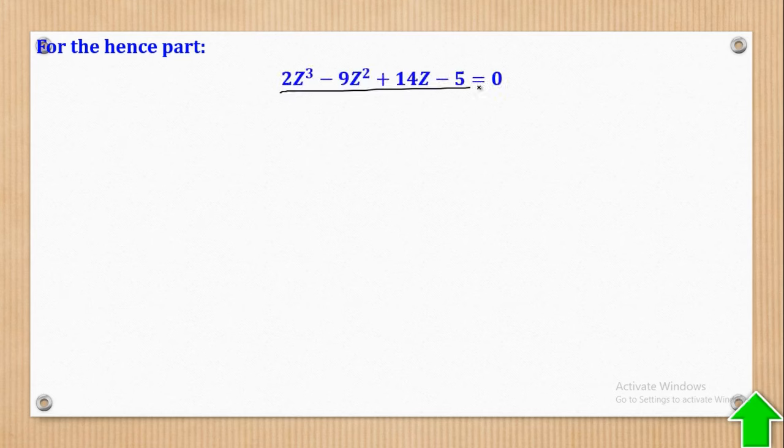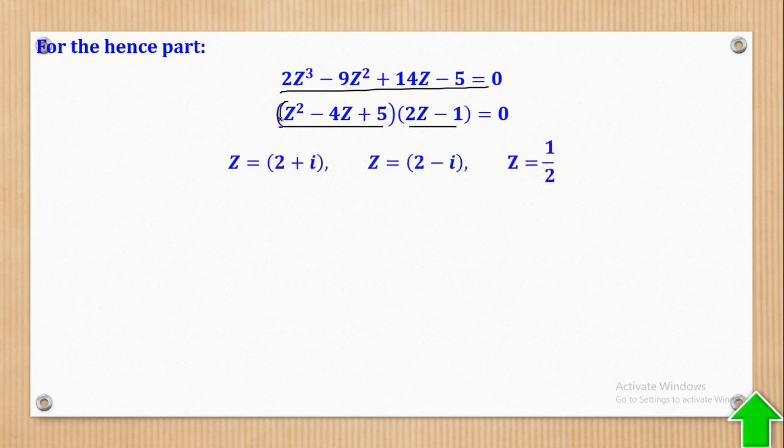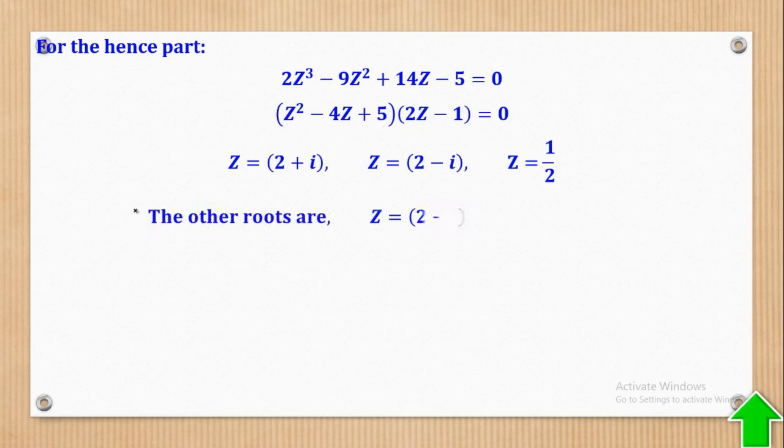So for the hence part, this is the given equation, then it can be written in this form, divisor multiplied by the quotient. Therefore from this one, we already saw that these are the roots. Then from this, the root is that, and that's what they wanted. So the other roots will be this, because this one was already given.